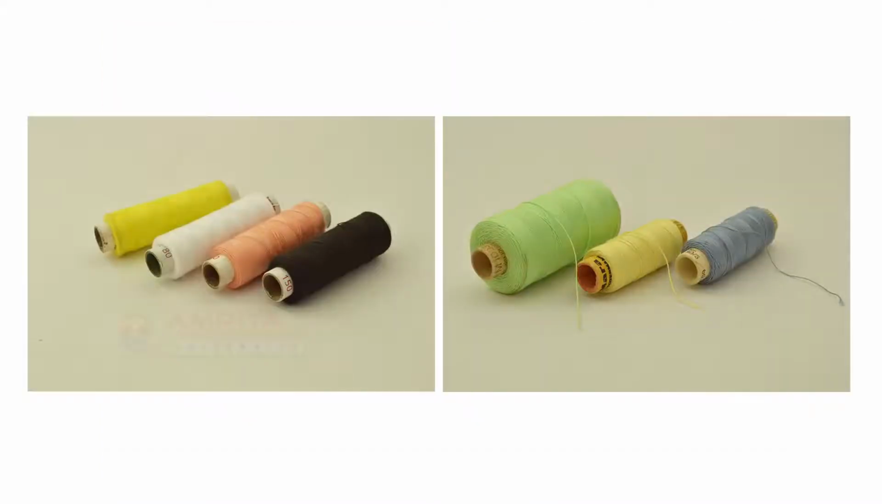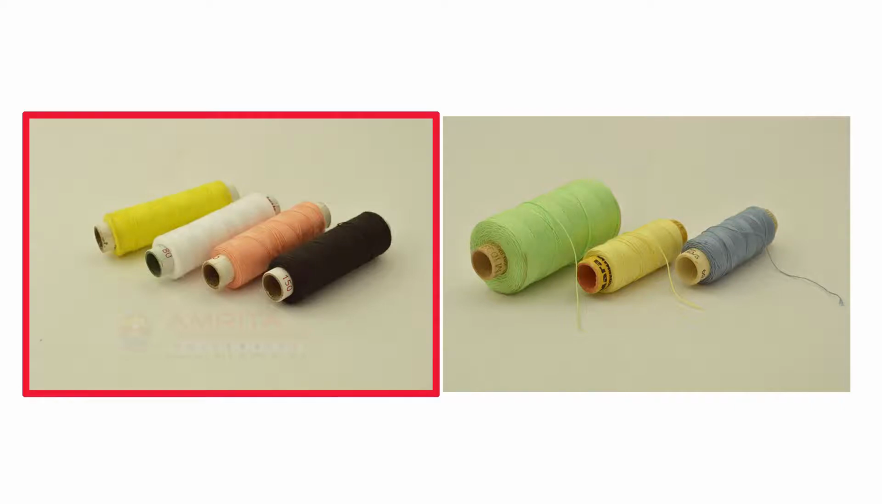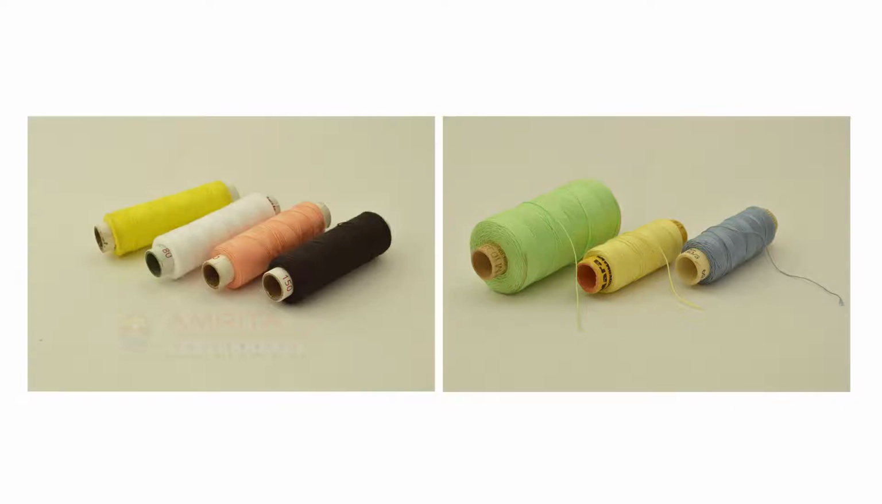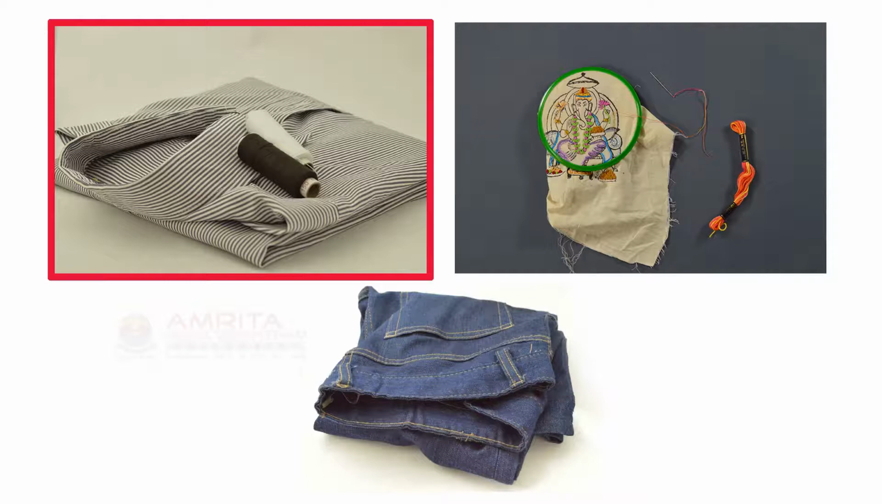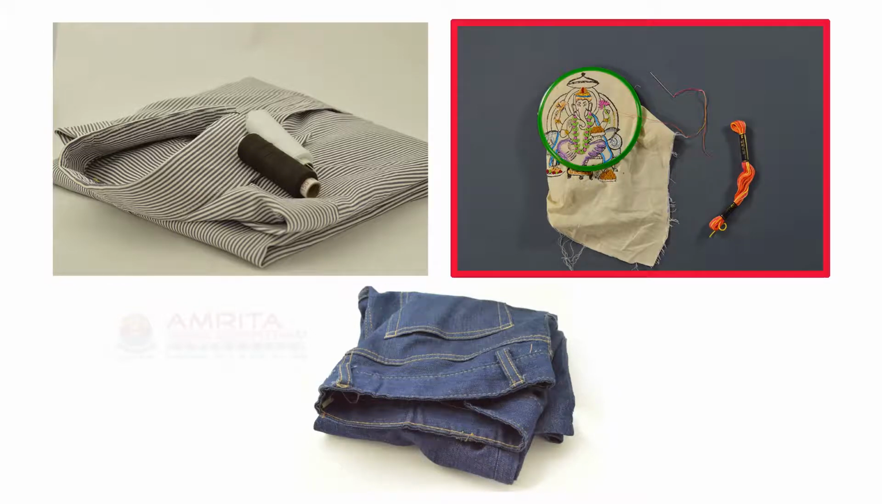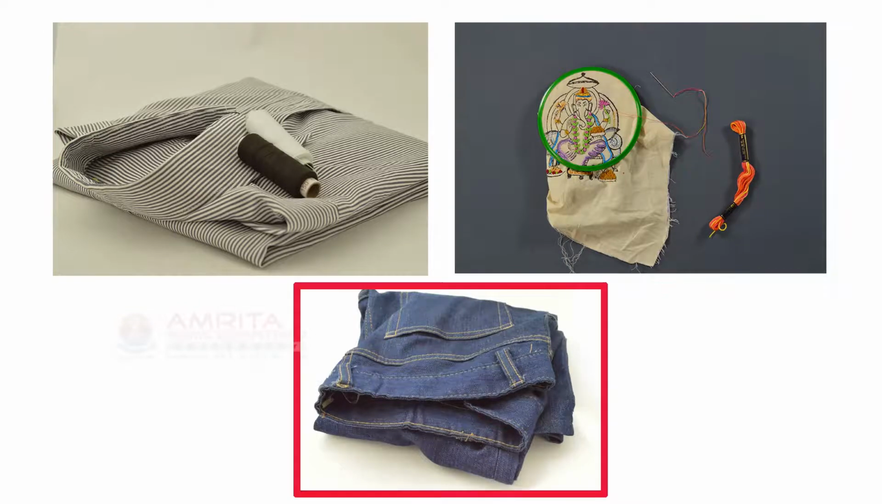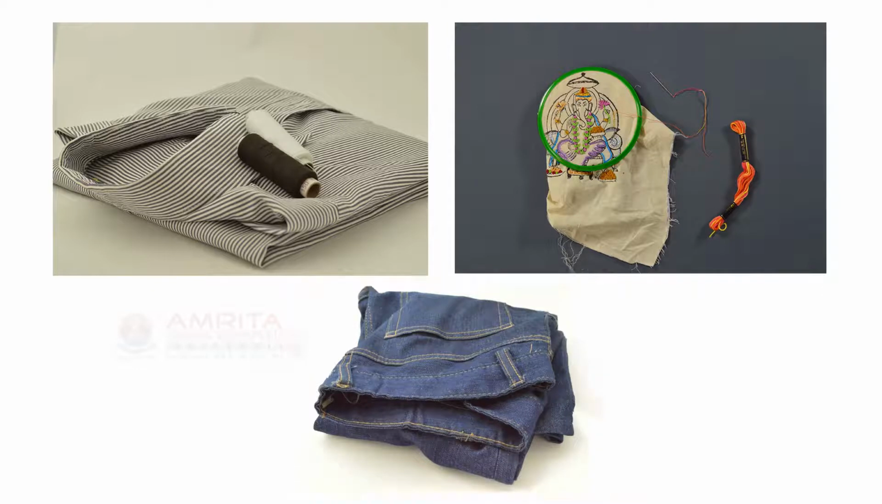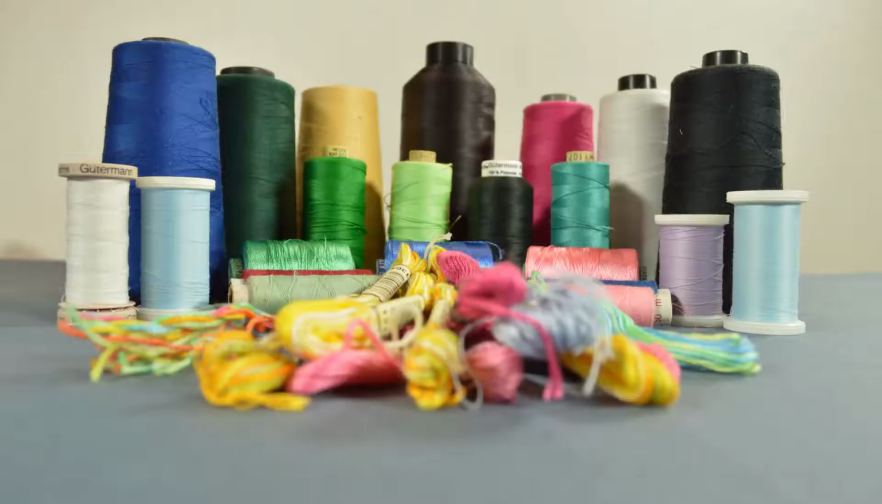There are two types of threads, one is thin and the other one is thick. Thin thread is used for making clothes and thick thread is mostly used for embroidery or for sewing thick materials like jeans. Let's now look at the varieties of threads.